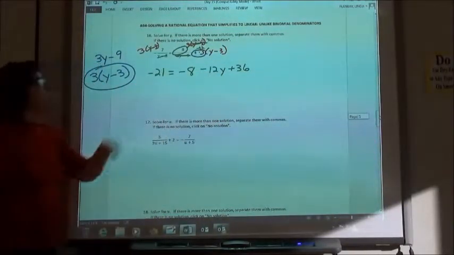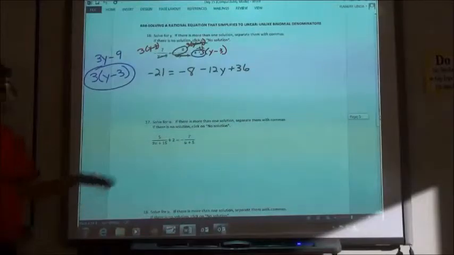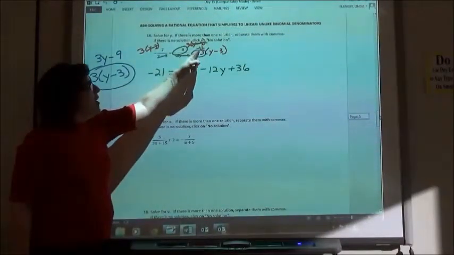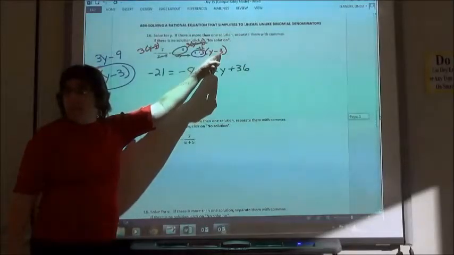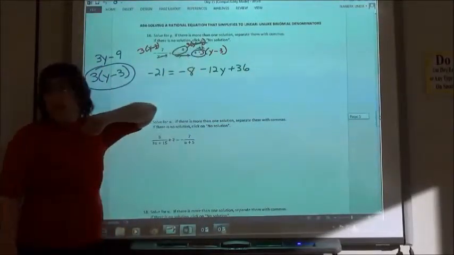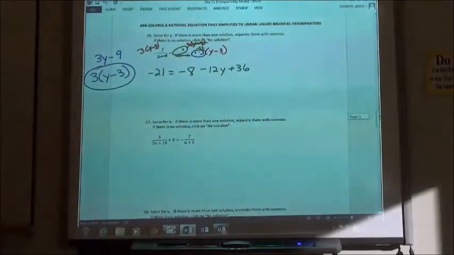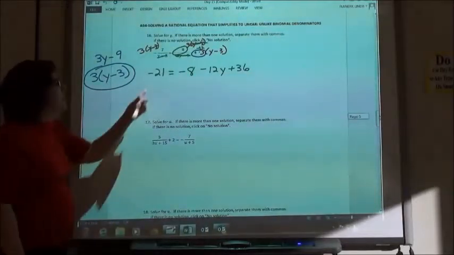Now I got this crazy mess, I want to solve for y. Where did you get 36? I took negative 12 times negative 3. Right? The 4 times the 3 gave me negative 12, but then I've got to take it times that negative 3. Okay, I see. So negative 12 times negative 3 is 36.